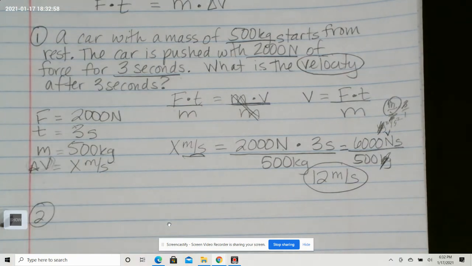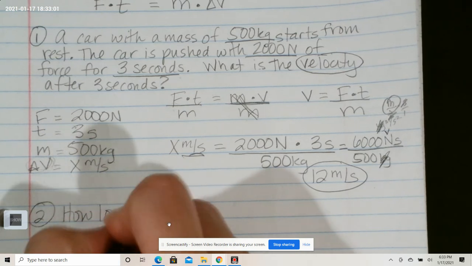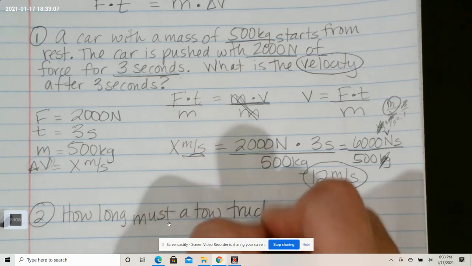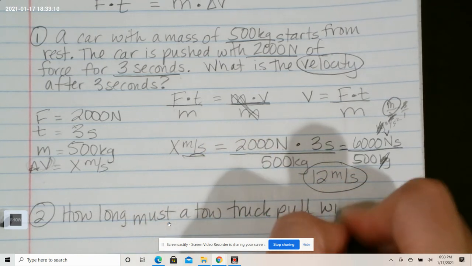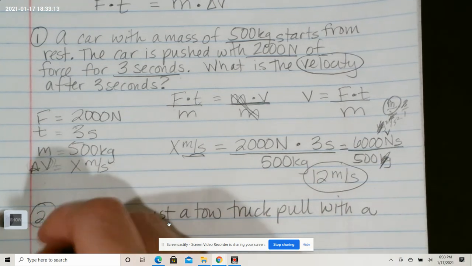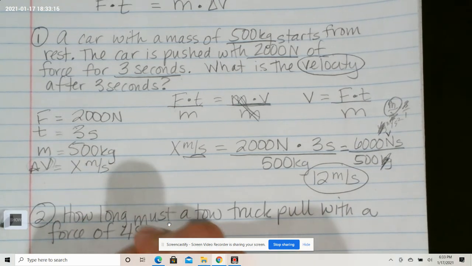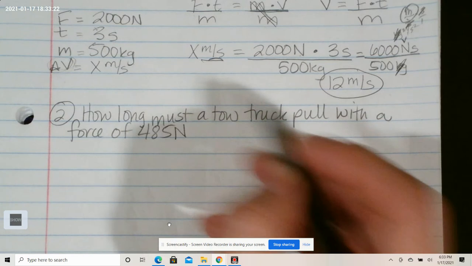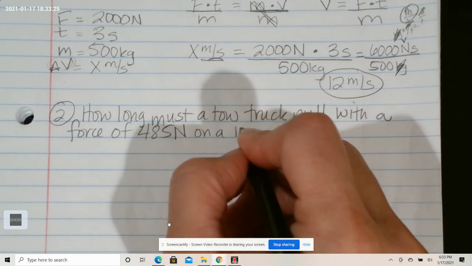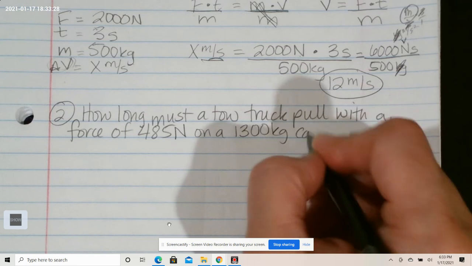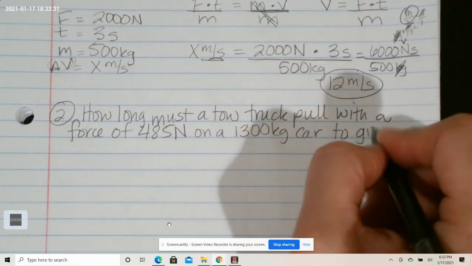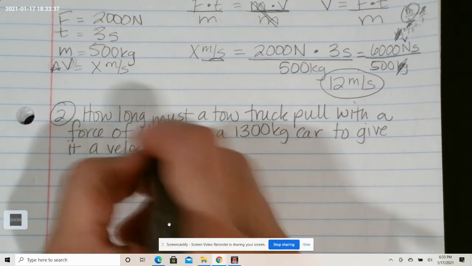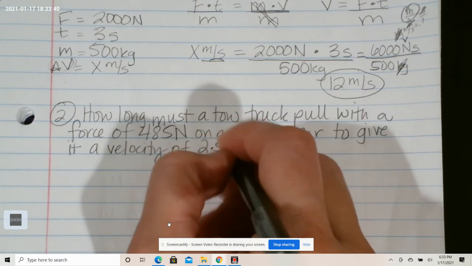How long must a tow truck pull with a force of 485 newtons on a 1,300 kilogram car, so that's its mass, to give it a velocity of 2.5 meters per second.